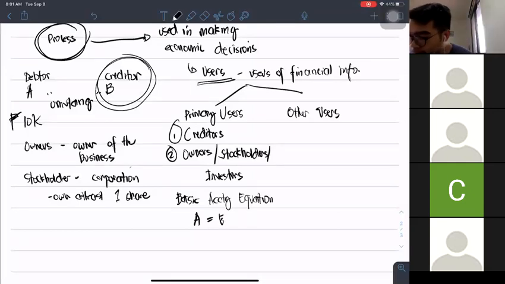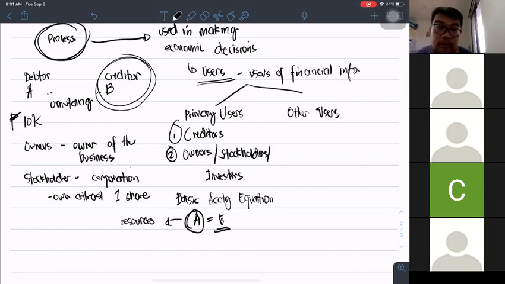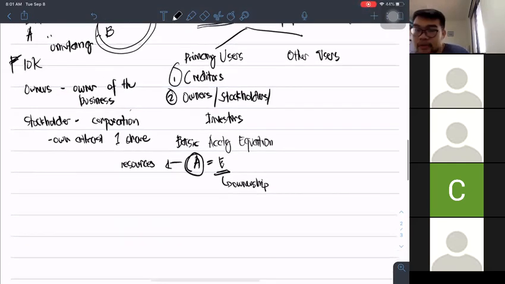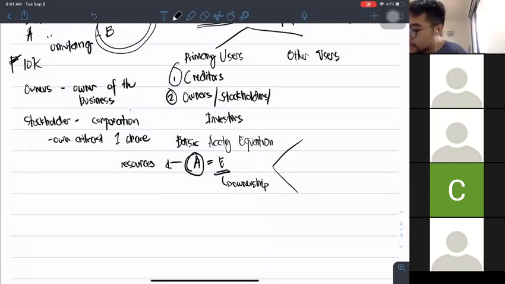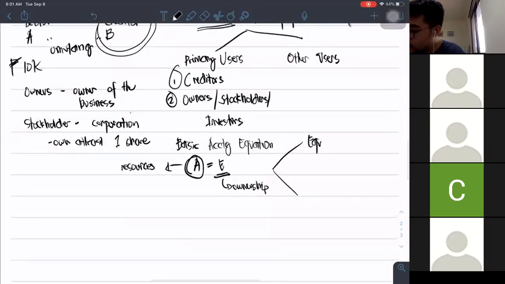What do we mean by your asset is equal to your equity? Your assets are your resources, which came from your equity. What do we mean by equity? We mean ownership. So your asset is equal to your equity, and your equity is composed of two items: the equity of your creditors and the equity of the owners.